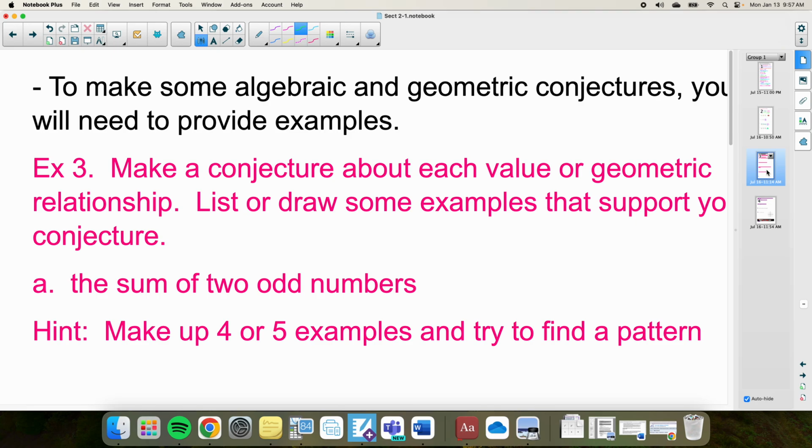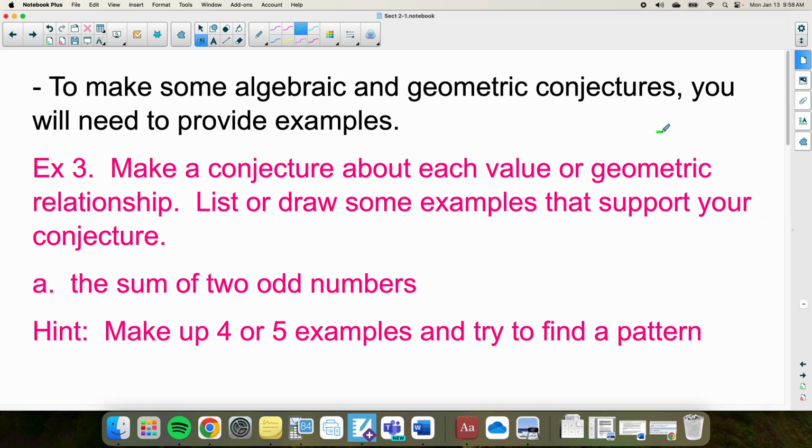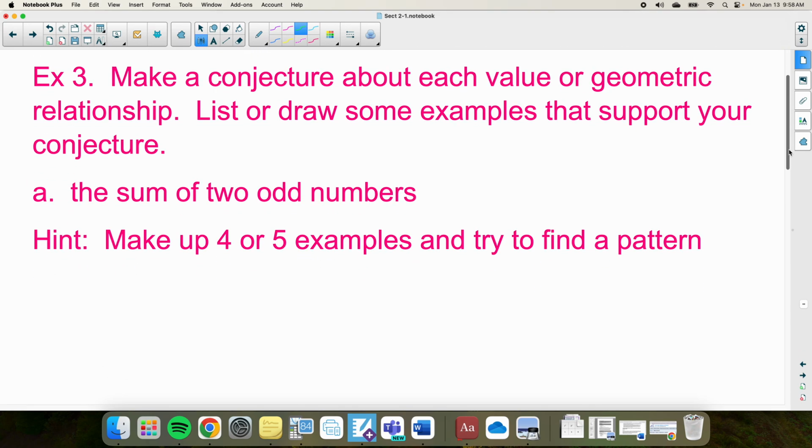All right, now, this is the part that is going to be a little bit different and something you probably have not done before, okay? They're going to give you a scenario, and we're going to try to come up with a rule about that scenario, okay? In this one, they want you to find the sum of two odd numbers. You can use any odd numbers you want to. We want to come up with like 4 or 5 examples where we add two odds and see if every answer has something in common.